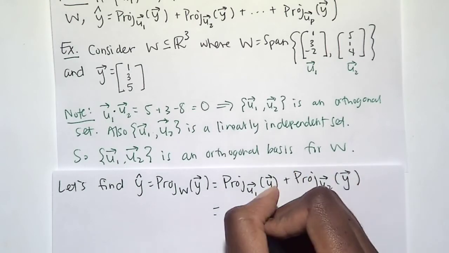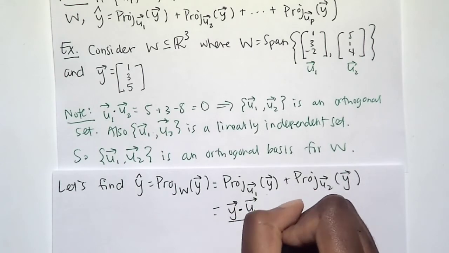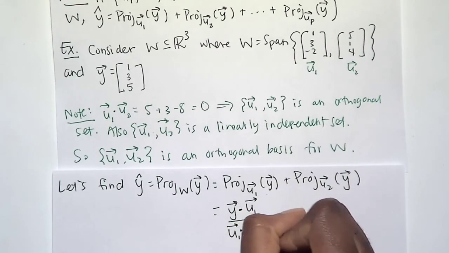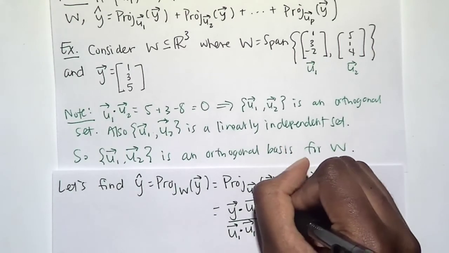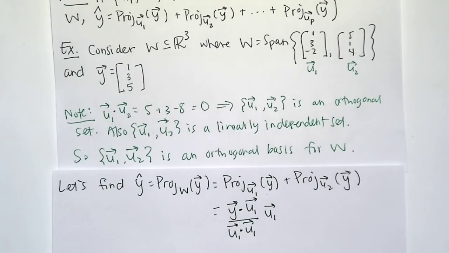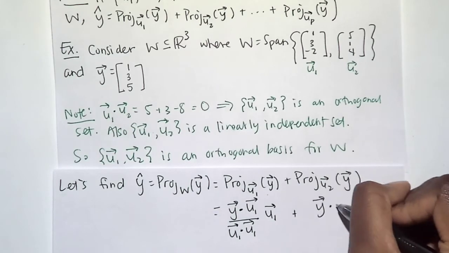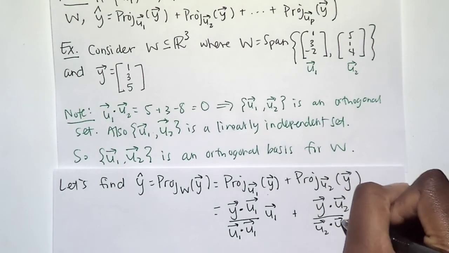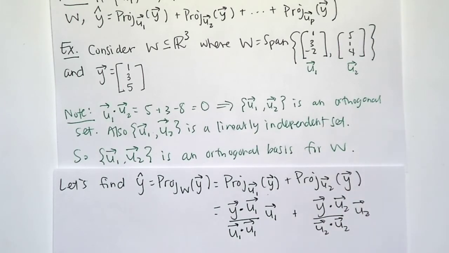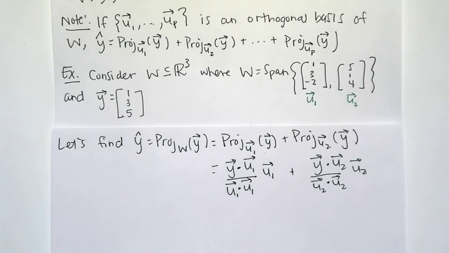We're going to do Y dot product with U1 divided by U1 dot product with itself, times U1. So this is a formula from earlier. And then here we need Y dot product with U2 over U2 dot product with itself, times U2. Okay, let's actually do these dot products.